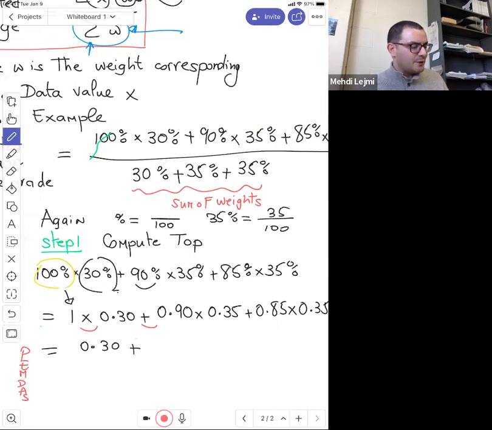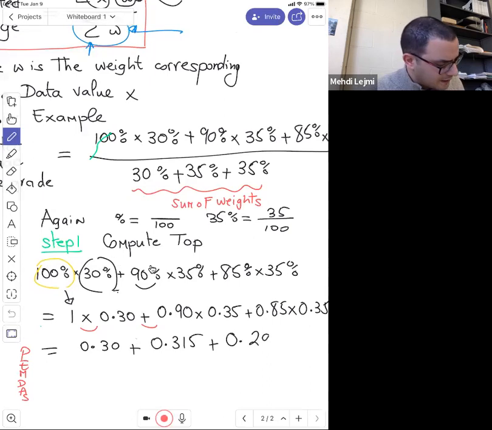And then we would multiply 0.9 by 0.35, right? So that'll be equal to, let's see, 0.315 plus, and then you have 0.85 times 0.35, and that'll be equal to, I think, 0.2975. Now, once you are done with the multiplication, you can add the numbers.